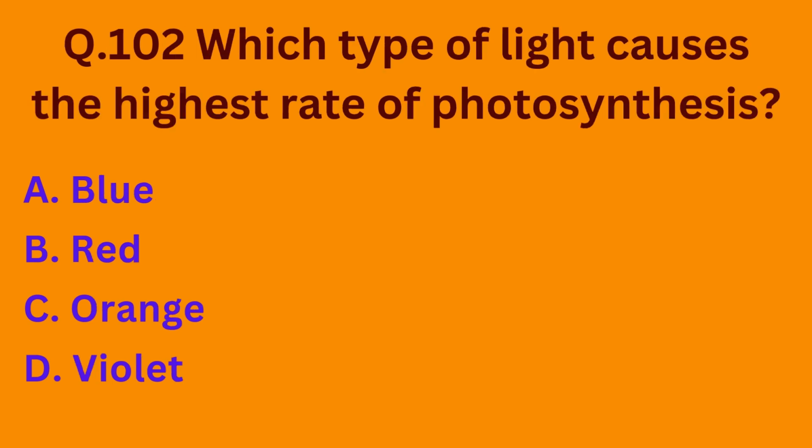Our next question is, which type of light causes the highest rate of photosynthesis? Option A blue, option B red, option C orange, option D violet. Basically red light causes the highest rate of photosynthesis. So the correct option is option B.